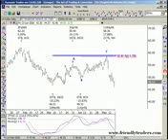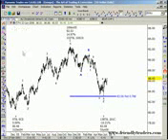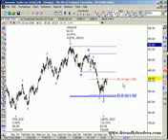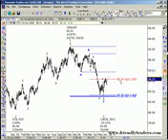Let's go back to the dollar daily chart and see where the 100% alternate price projection, the typical wave C price target, fell. The 100% alternate price projection was way up here. That's at 86.34, and as you can see, the dollar declined right through that price target.